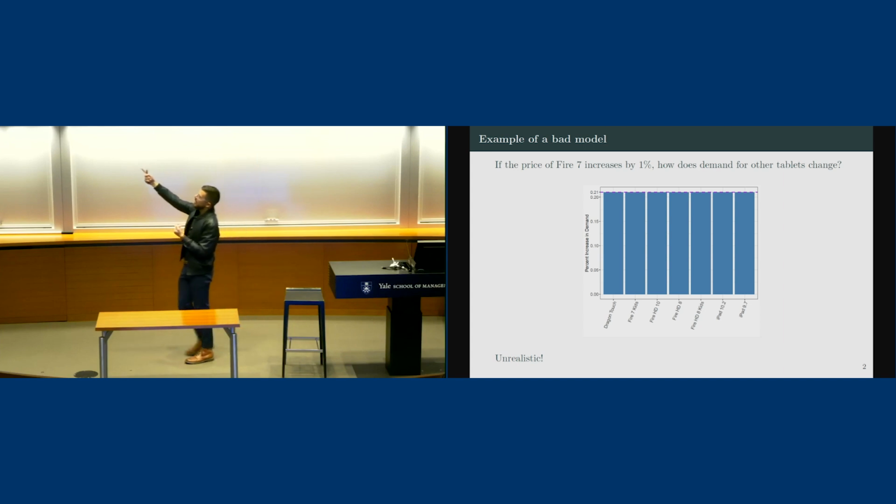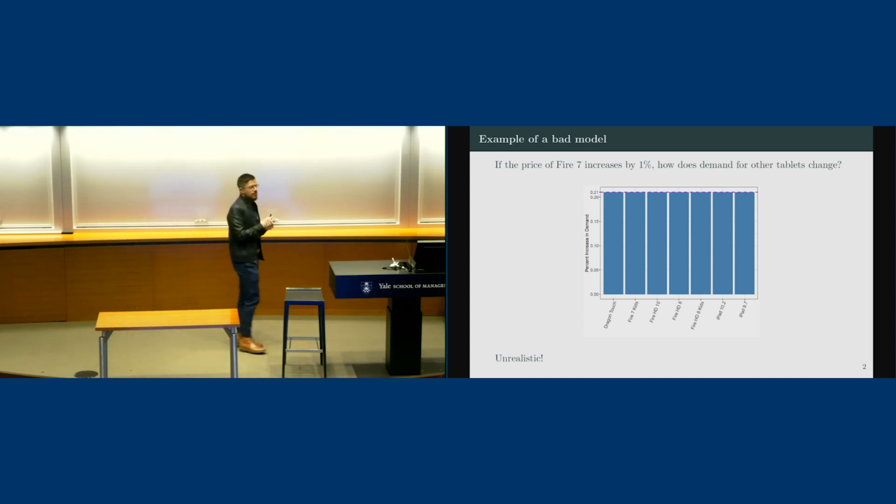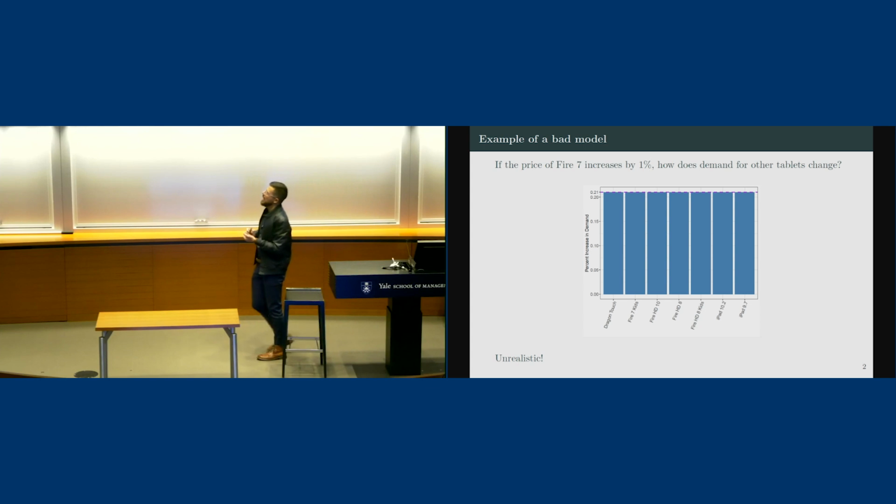So here, for example, I have a Fire 8, which is not that different from Fire 7. The demand would go up by 0.2%, but also Fire 8 Kids, which is arguably a very different product. It's targeted towards a different kind of customers. Demand would also go up by the same amount. So this is a model that would not do very well. If you price based on this model, you're probably going to lose a lot of money. So you don't want to use this model for answering your question.